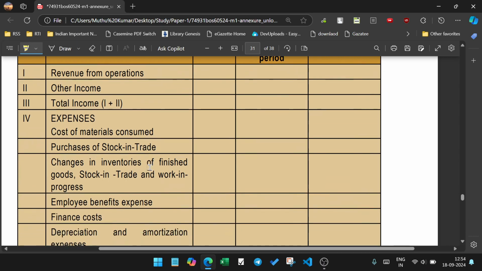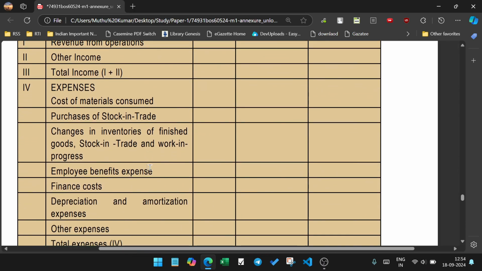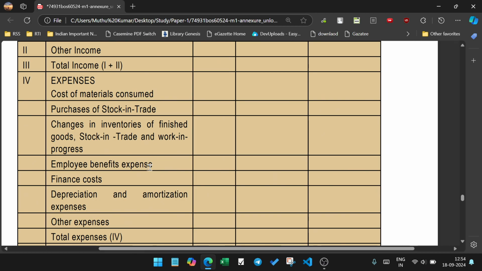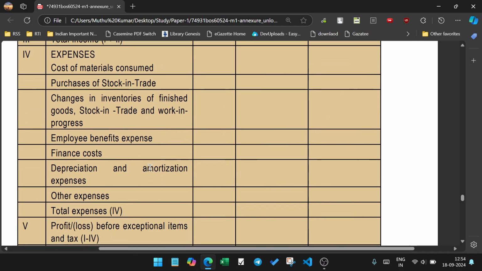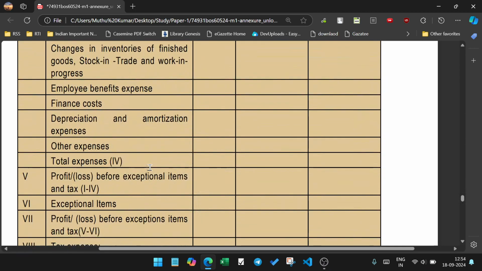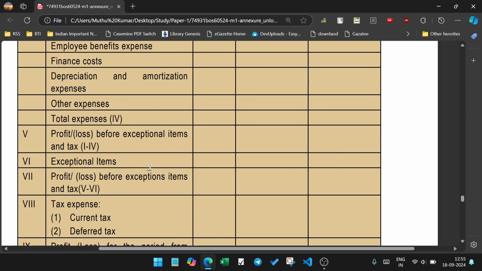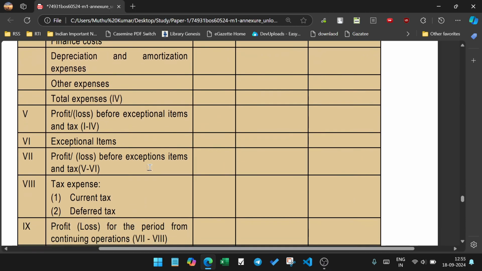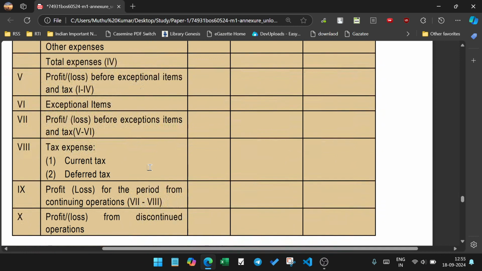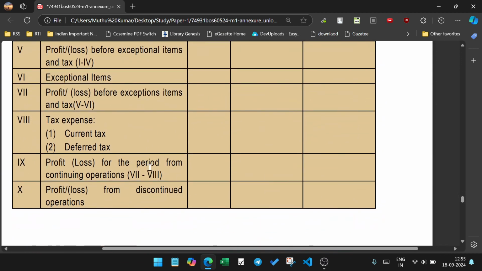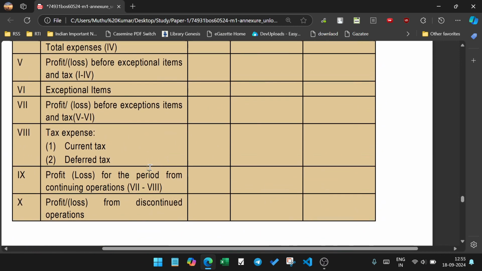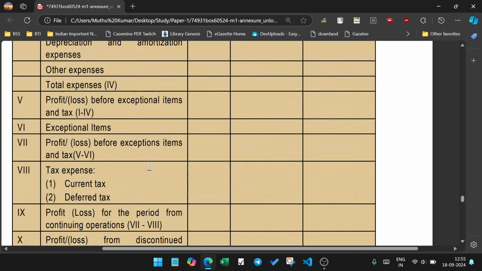Revenue from operations, other income, total income, expenses, cost of materials consumed, purchases of stock-in-trade, changes in inventories of finished goods, stock-in-trade and work in progress, employee benefit expenses, finance costs, depreciation and amortization expenses, other expenses. Total expenses. Profit or loss before exceptional items and tax. Exceptional items. So profit and loss before exceptional items and tax, and after exceptional items and tax.